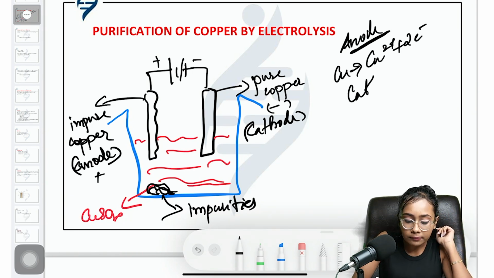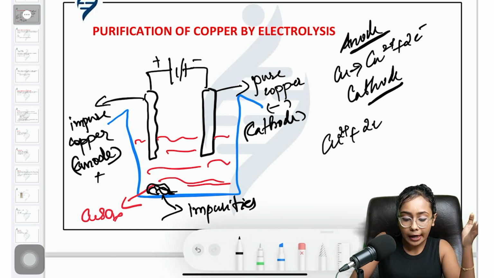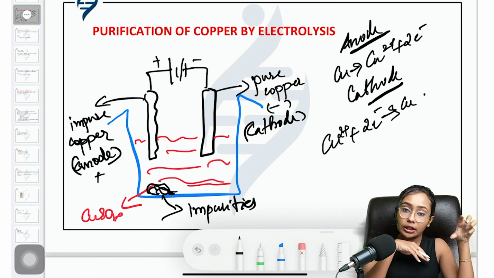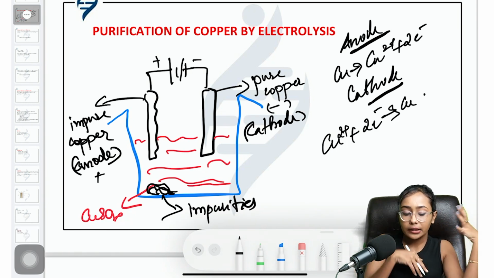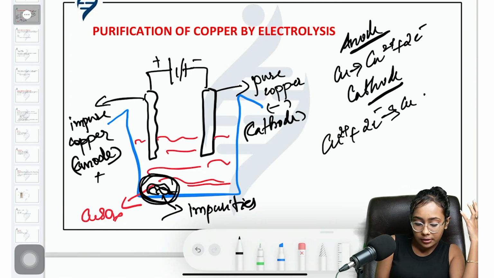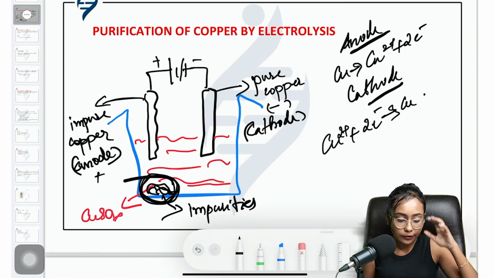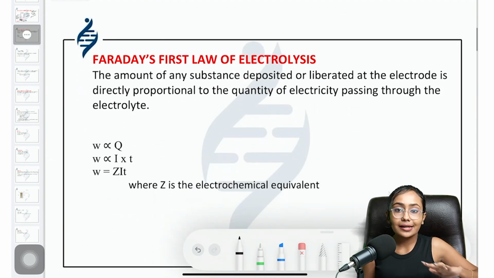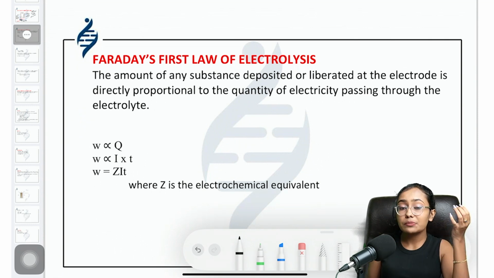At the cathode, the Cu2+ accepts the 2 electrons from the anode side and changes to copper itself. So the impure copper is converted to copper and the impurities are deposited there. This is a process of electrolysis taking place in electrolytic cells, and we have explained it with an example of purification of copper, the conversion of impure copper to copper.